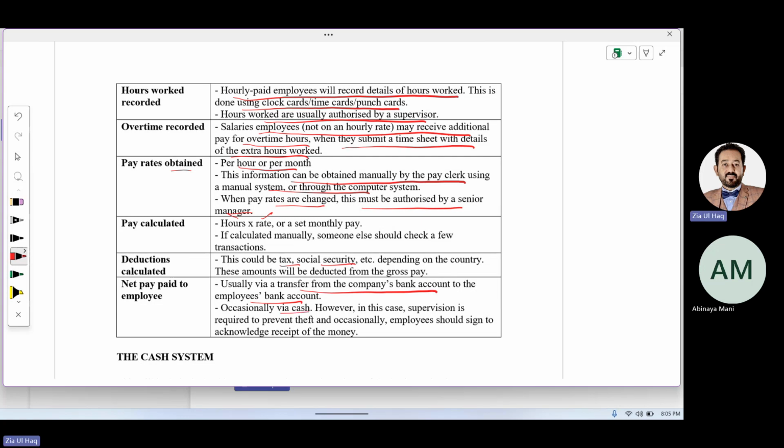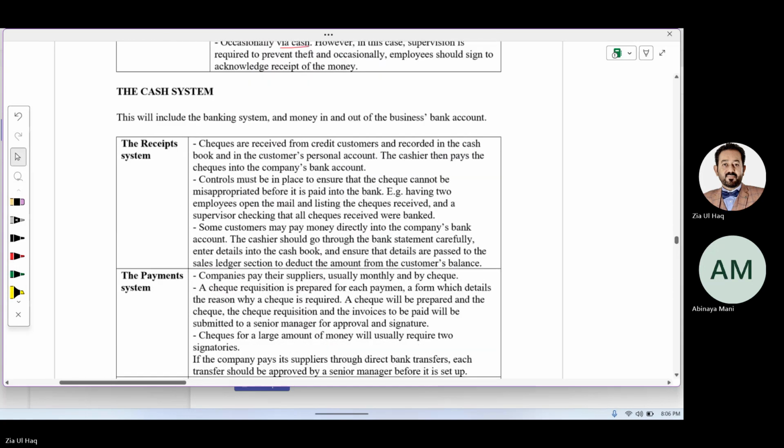And if the company is paying through cash, and on the day the company is paying salaries and wages to the employees, if any employee is absent, his wages should be securely placed. If you are not securing the place, that could lead to misuse.